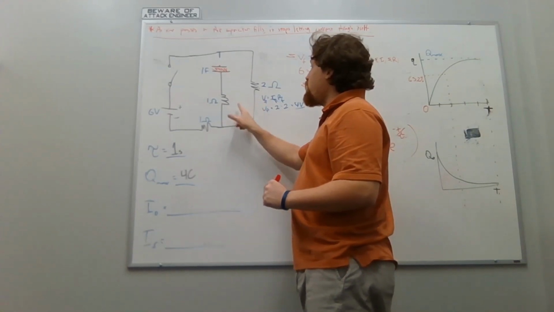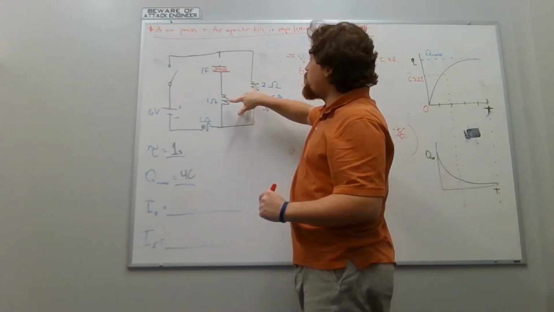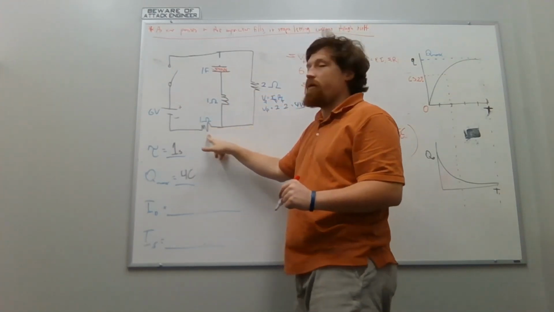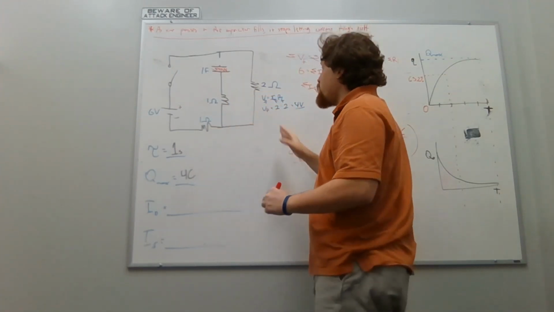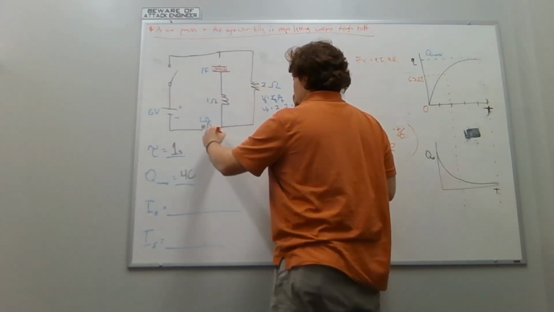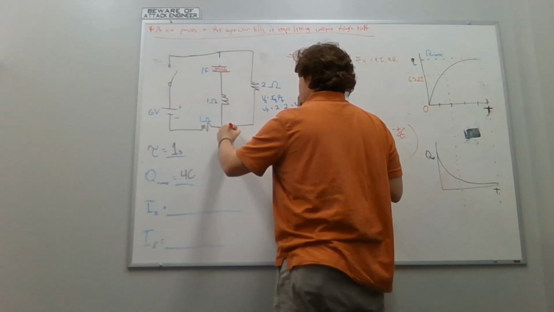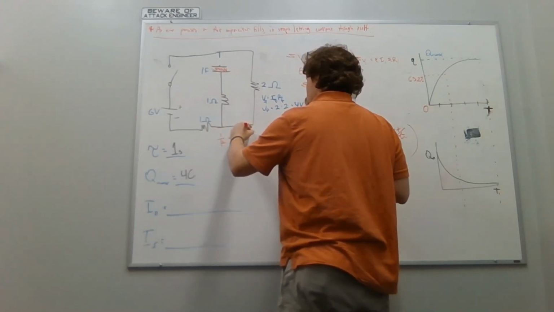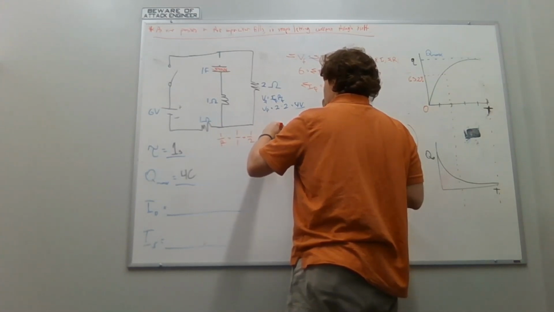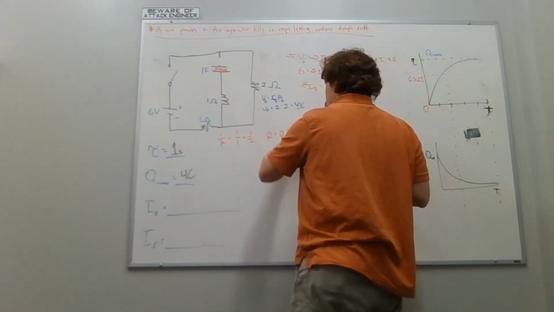Before the capacitor filled up, these 2 resistors are in parallel with one another, and they together are in series with this one. So this is a hybrid circuit. First thing we need to do is parallel these 2 things together. So that's going to be 1 over R equals 1 over 1 plus 1 over 2. That R is going to become 0.67 ohms.